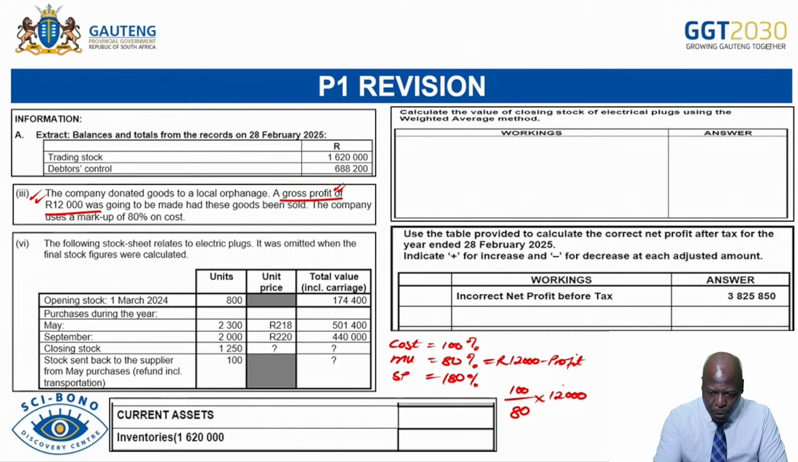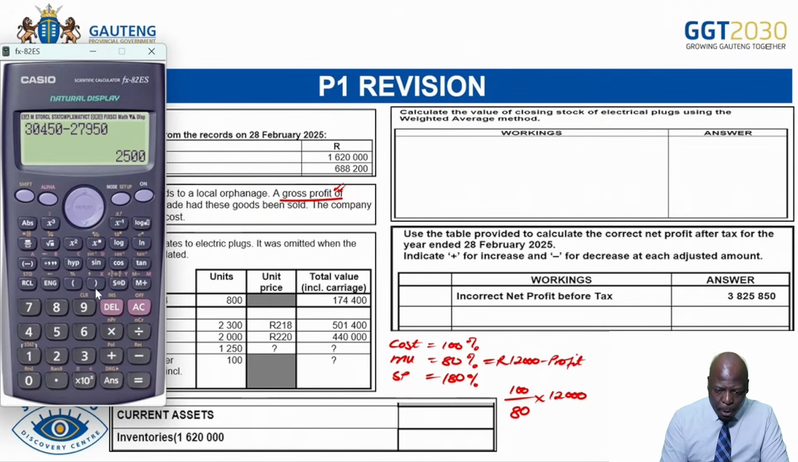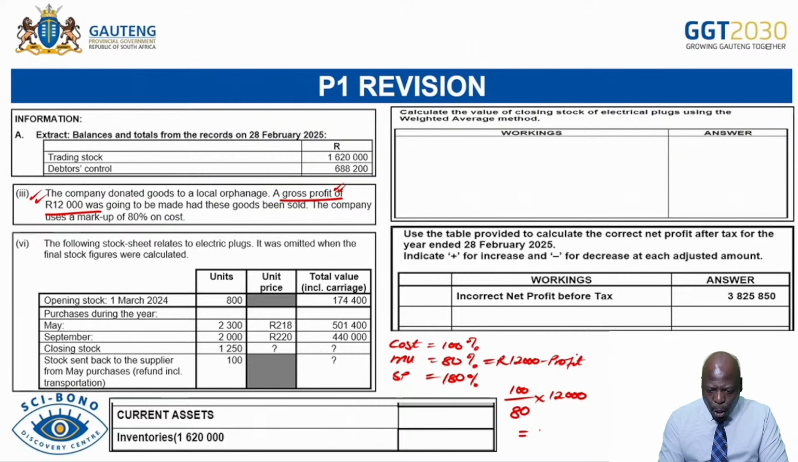Let's say we want 100 and we have 80, and then we multiply that by 12,000. That is going to give us 15,000. So the cost of these goods is 15,000.